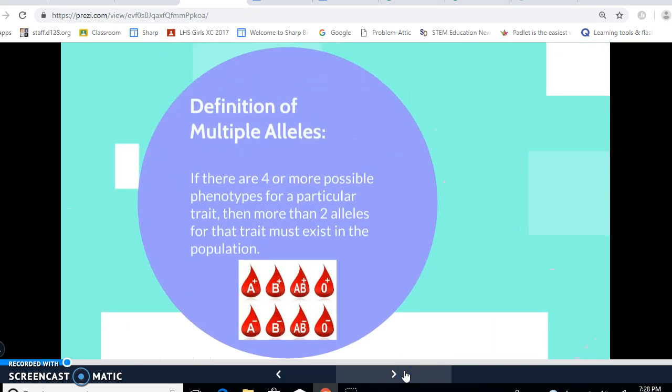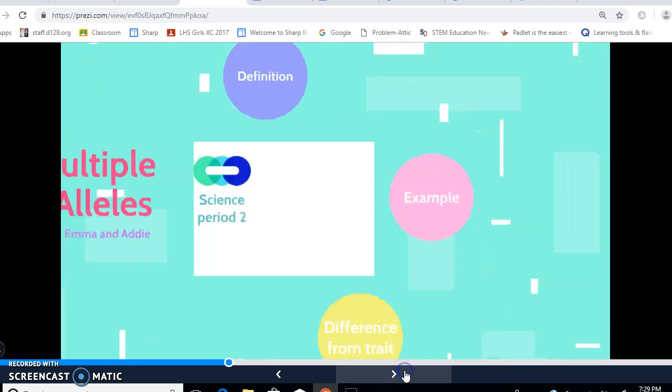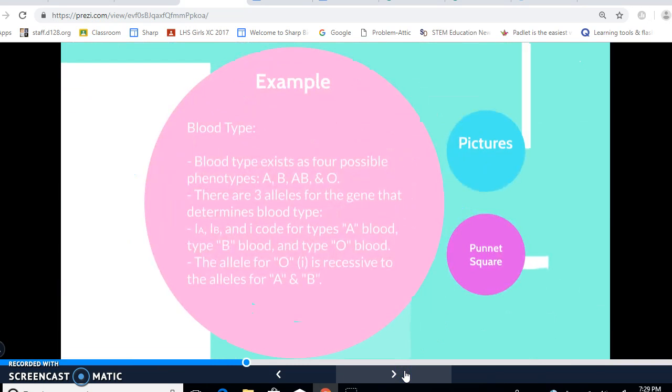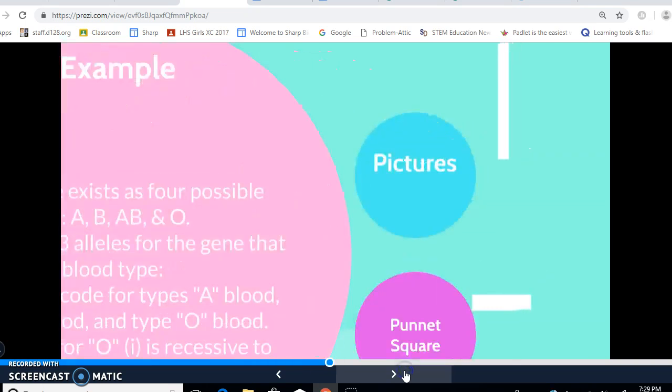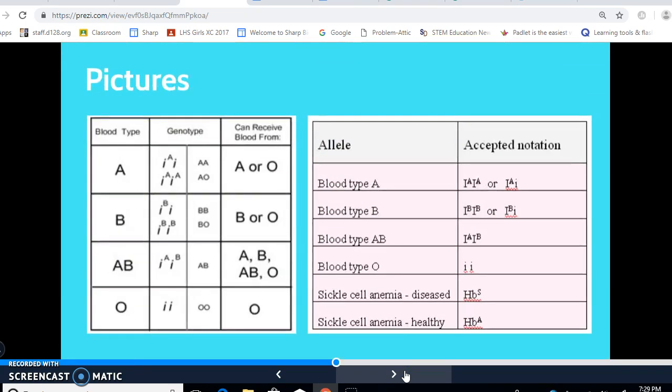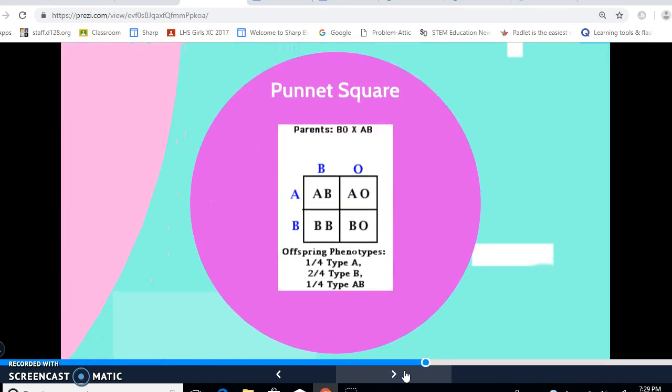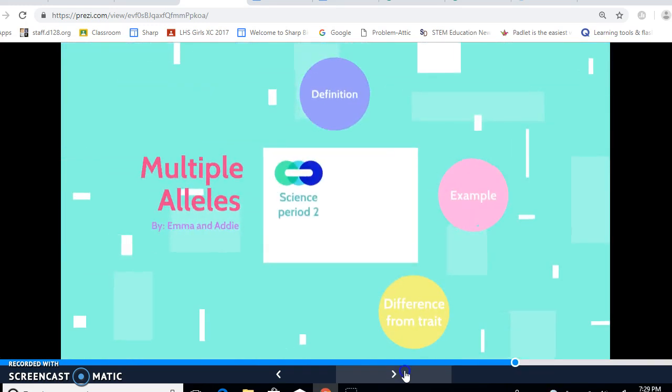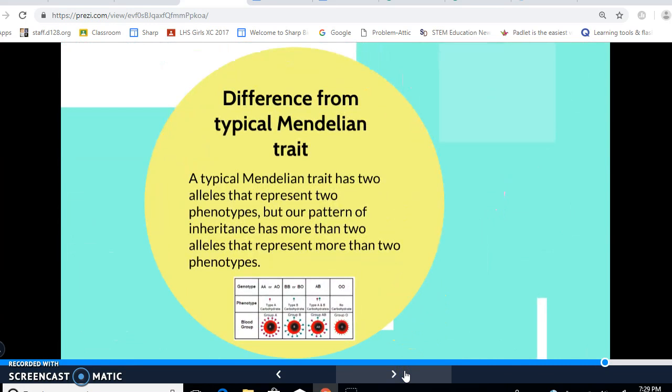In the beginning, they give the definition of multiple alleles. Some of the groups I really did guide on the specific examples that I wanted them to do. For this group, I told them that I really wanted them to focus on the ABO blood group. And that would also be an adjustment for ELL kids, something more guiding for them to use if they needed further instruction. I told them to include pictures, the Punnett square example that they had to be able to explain, and then the difference from a typical Mendelian trait.